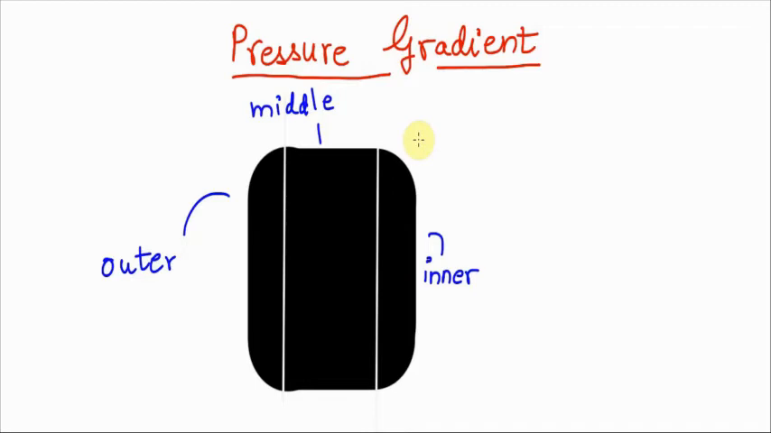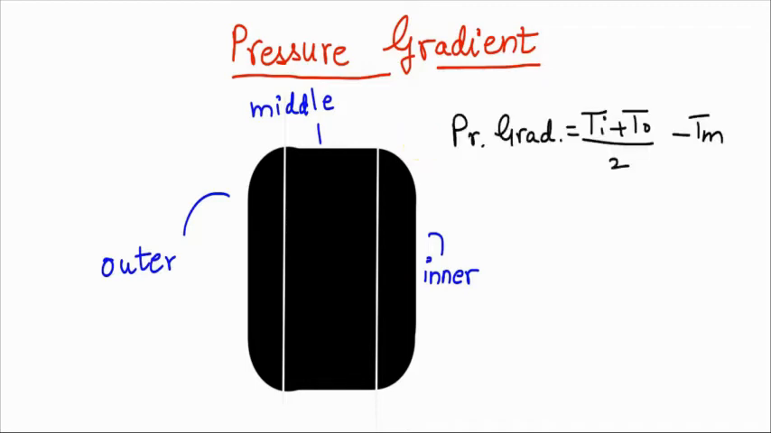By measuring the temperature of these three parts and comparing them, we can get the pressure gradient. Obviously there's a formula for that: the average of the temperature of the inner and the outer region minus the temperature of the middle region. That is (T inner plus T outer) divided by 2, minus the temperature of the middle section of the tire. Quite simple.